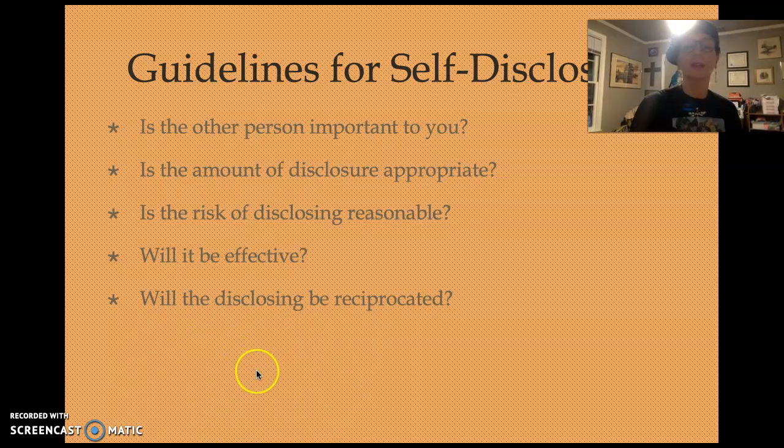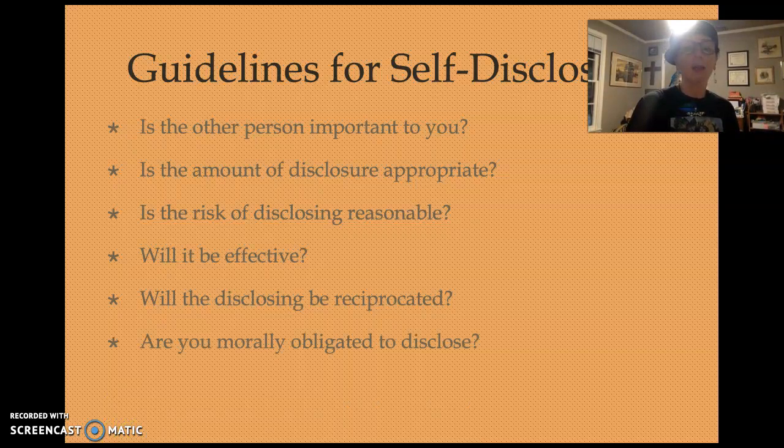Or let's say you share something different. Let's say you share with a really good friend that you were molested as a kid. You have to decide, is that person important to you? And will it be reciprocated? Maybe you're telling them because you think they were too. Or you're going to share that you had an eating disorder or a drug addiction, and you're sharing it because you think they did too, and you're trying to really make a connection with them.